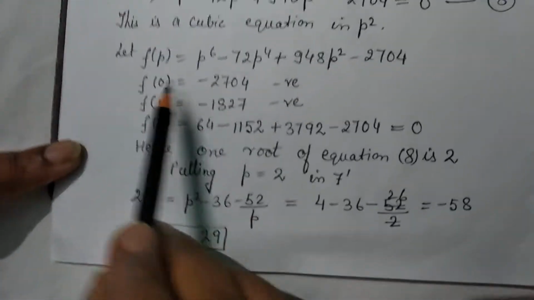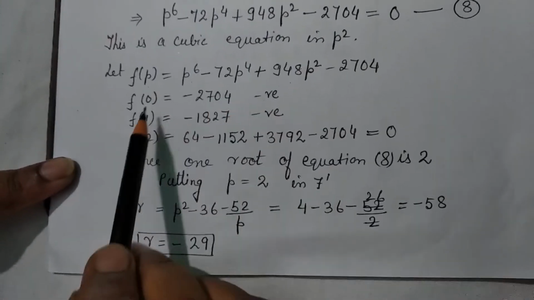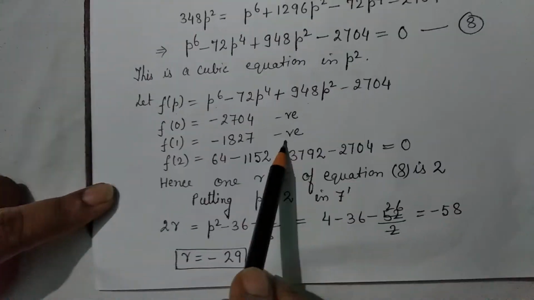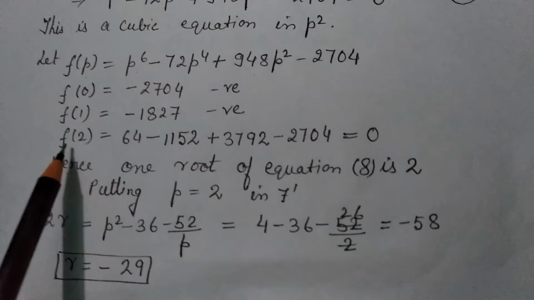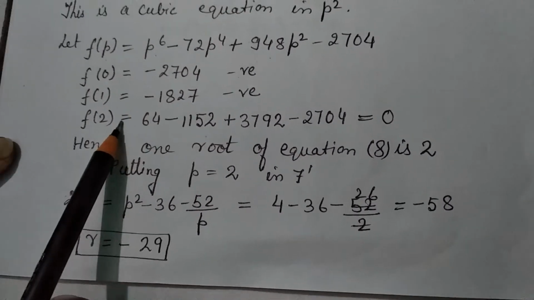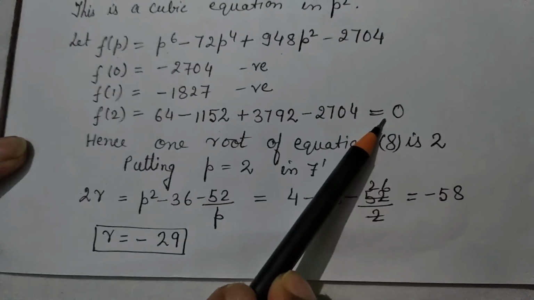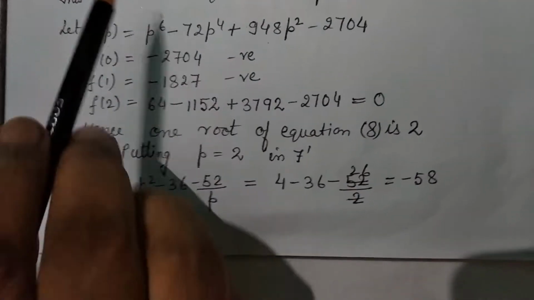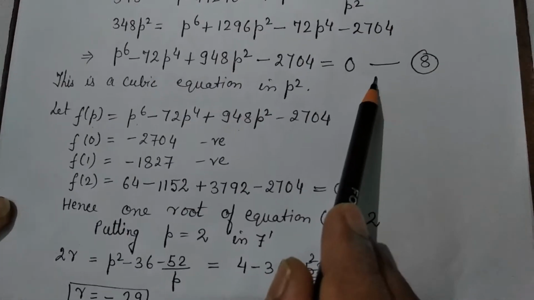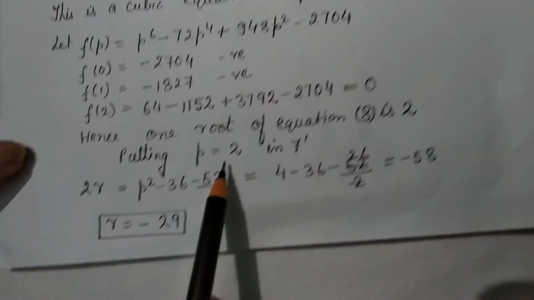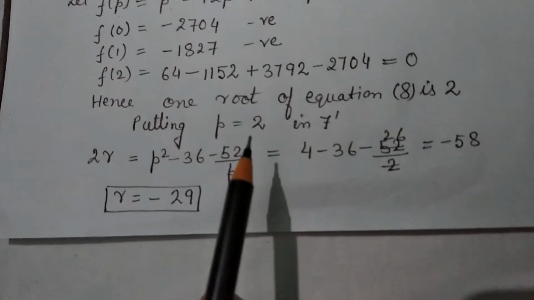When p is 0, the value of f(0) is negative. When p is 1, the value of f(1) is again negative. But when p is 2, the value of f(2) is giving 0. Hence, one root of this equation, equation number 8, is 2. So we'll put p is equal to 2 in equation number 7.